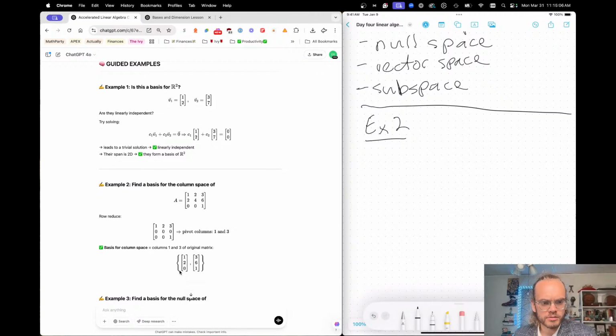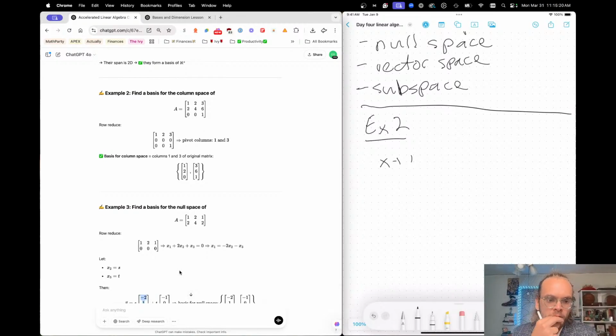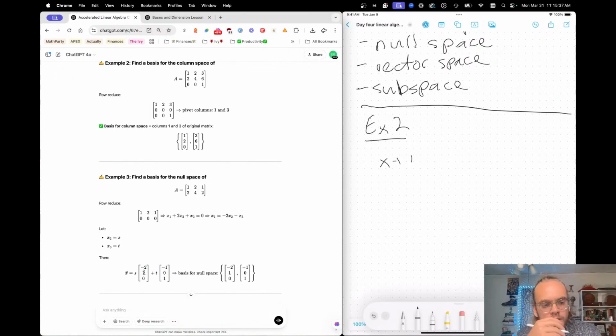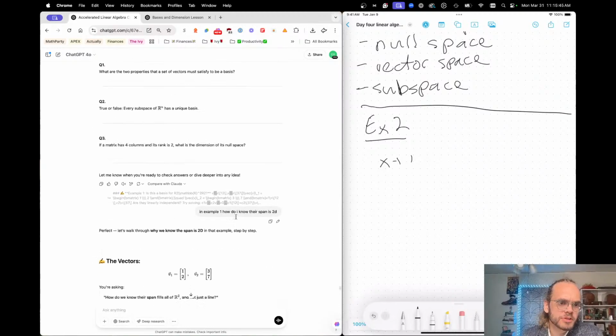I'll just write the row reduced form here. 1, 2, 3, 0, 0, 0, 0, 0, 1 is going to be the same thing as x plus 2. Oh no, there's not really an equation here, so that's a little tricky for me. All right, I think I understand how they got this. How they set it equal to 0, 0, 0, though. Let's look at example 2.